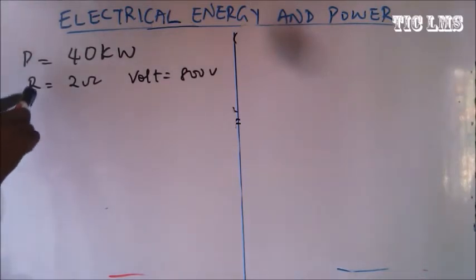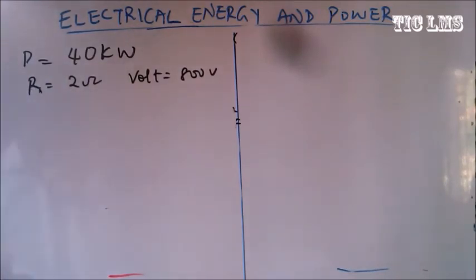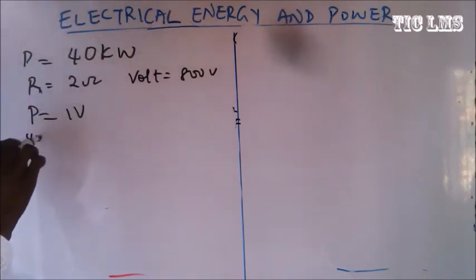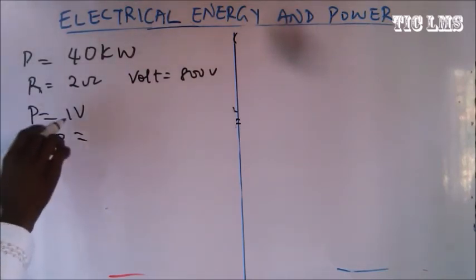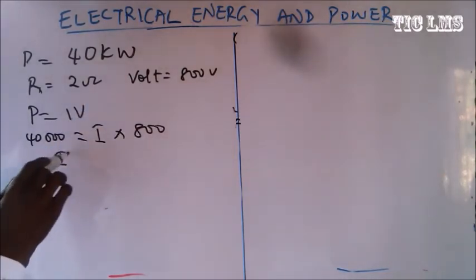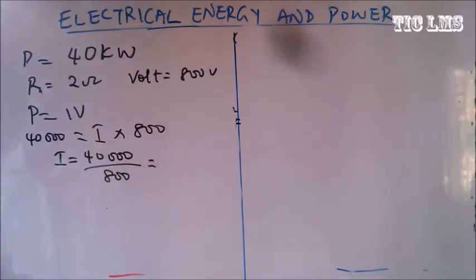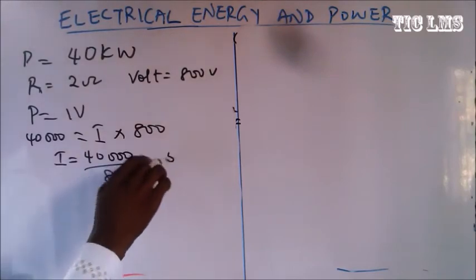We will consider this resistor as the reason for the power loss. So what we'll do is, using this R, which is the 2 ohms, we want to derive the current that is passing through the cable. So we have P equal to IV, and the power that is passing through the cable is 40,000 watts, equal to the current times the voltage, which is 800. So I equals 40,000 over 800, and that gives 50 amperes.